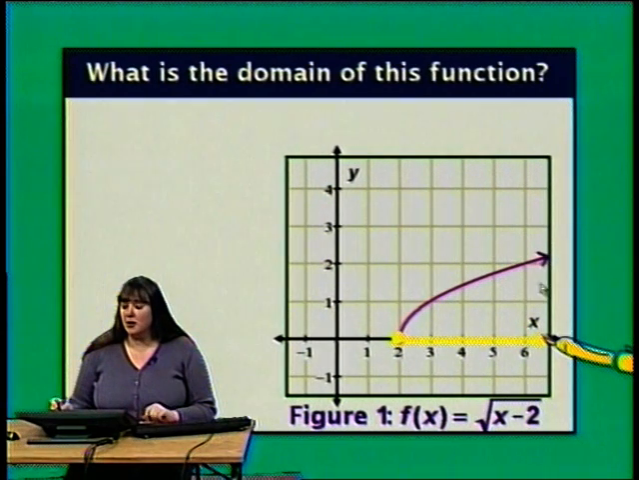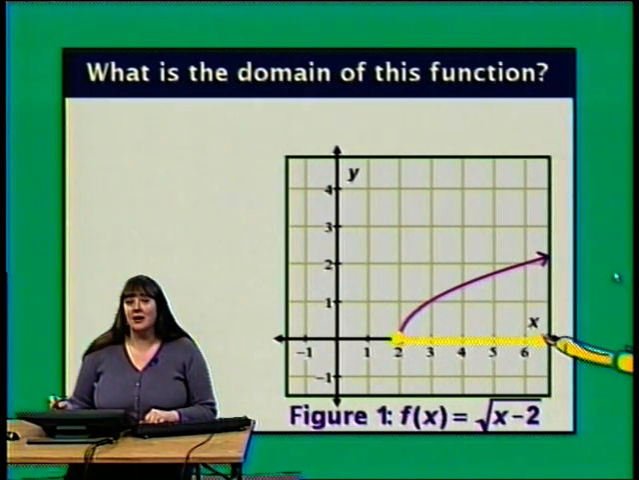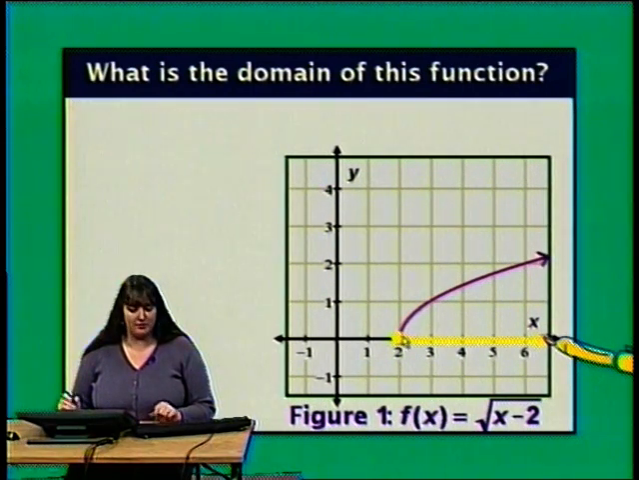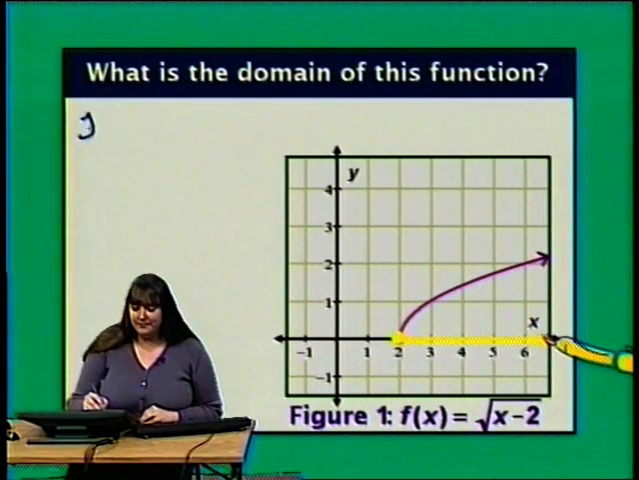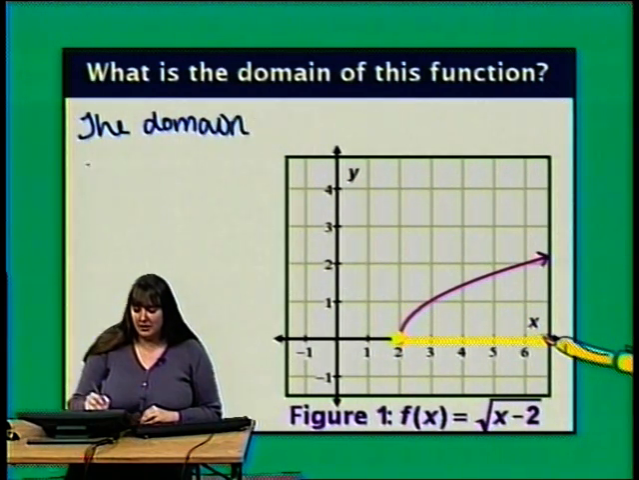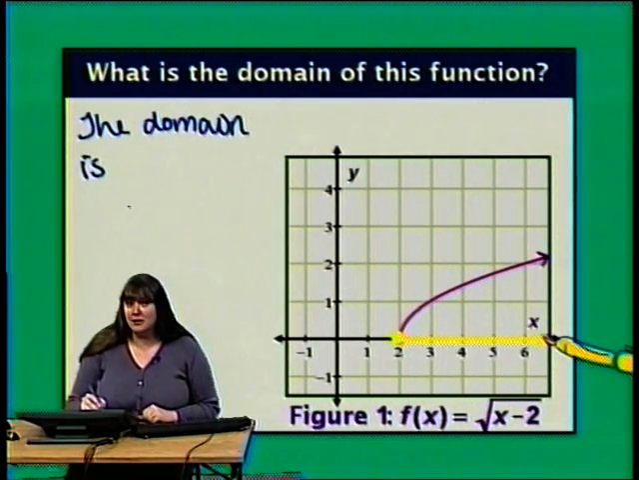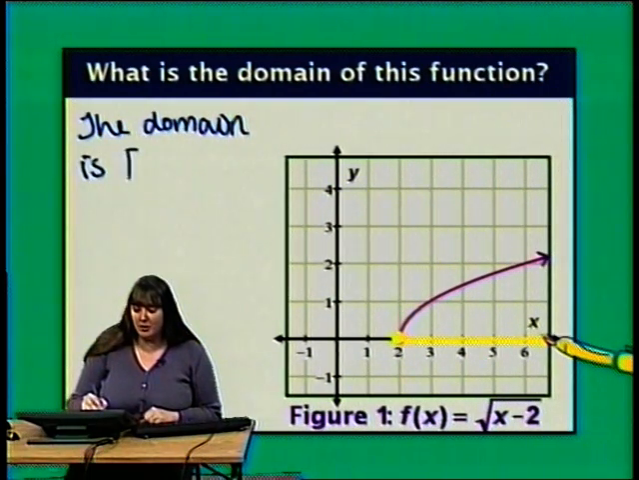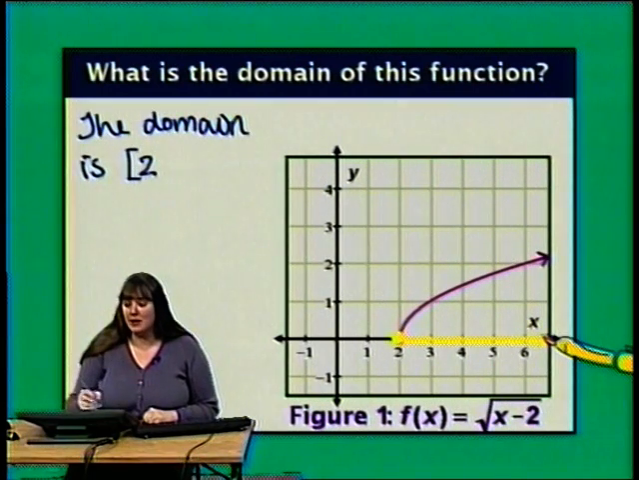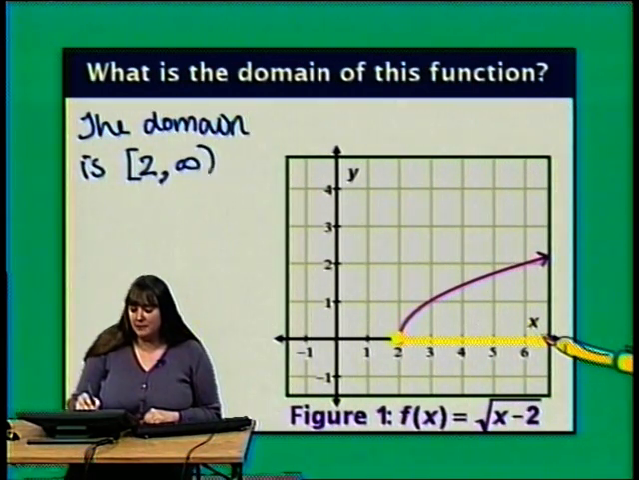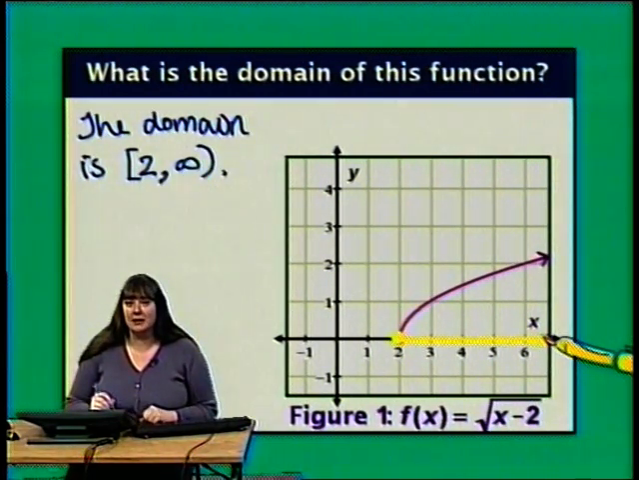The arrow at the far right of the graph indicates this graph keeps on going on to the right, and we pick up all of those positive x values greater than 2, as well as the value of 2 that we started with. So the domain is, and I'm going to write this in interval notation. We have a smallest value, so I'm going to use a square bracket. That smallest value is 2, and then everything to the right of 2. We indicate that with infinity. So the domain is 2 to infinity.